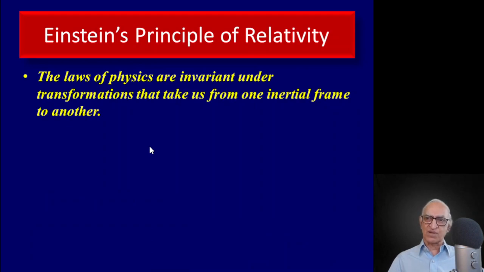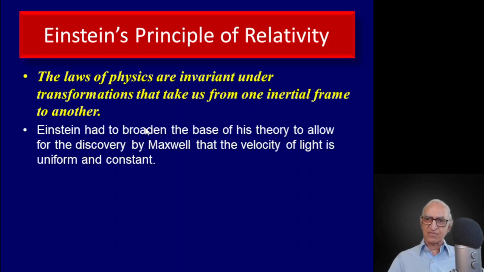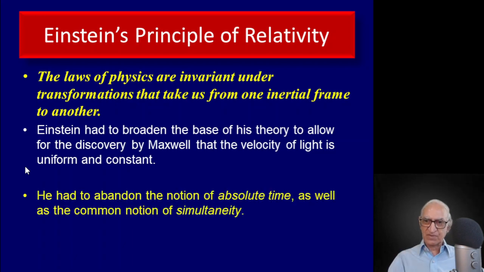Now, let's go back to Einstein's principle of relativity. It says that the laws of physics are invariant under transformations that take us from one inertial frame to another. But Einstein realized that there was a serious problem with this principle of relativity if one accepts Maxwell's statement that the velocity of light is uniform and constant, in other words, it's absolute. He noticed that in order for the principle of relativity to be true, in spite of Maxwell's assertions about the absoluteness of the velocity of light, he, Einstein, had to abandon two well-known notions in physics, namely the concept of absolute time and absolute space. He realized that the moment you abandon the notion of absolute time, you will also have to abandon the notion of simultaneity of events.